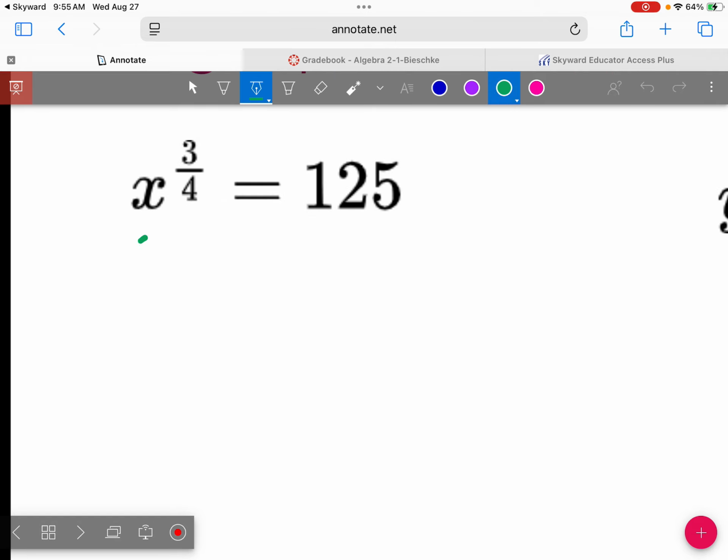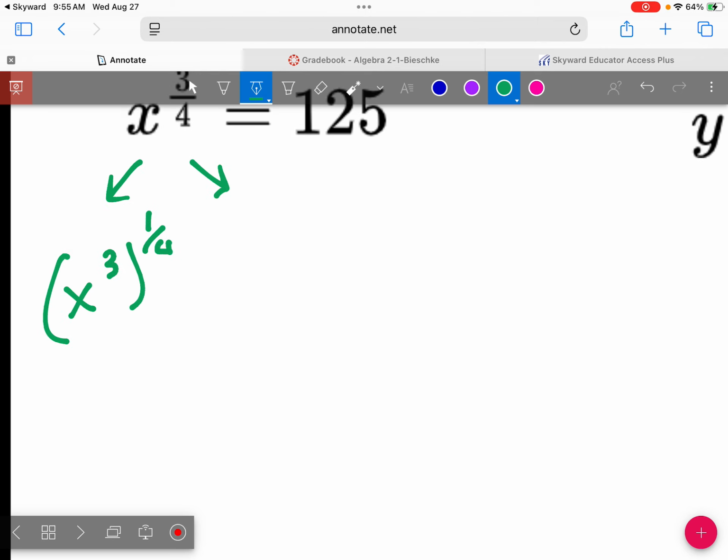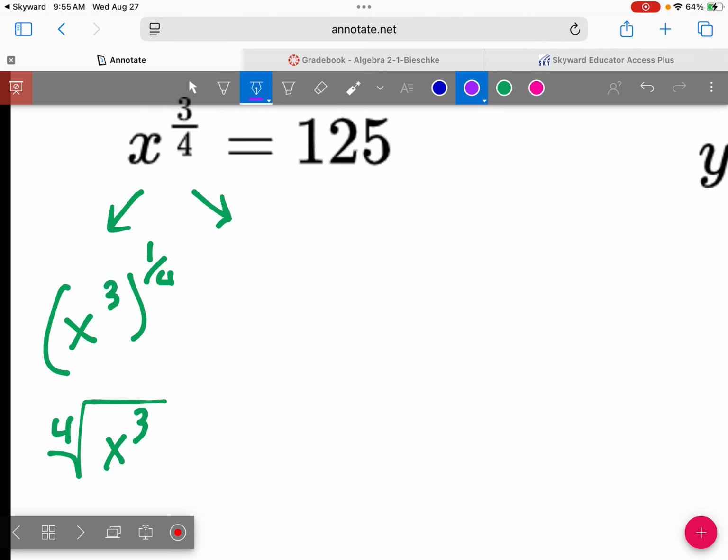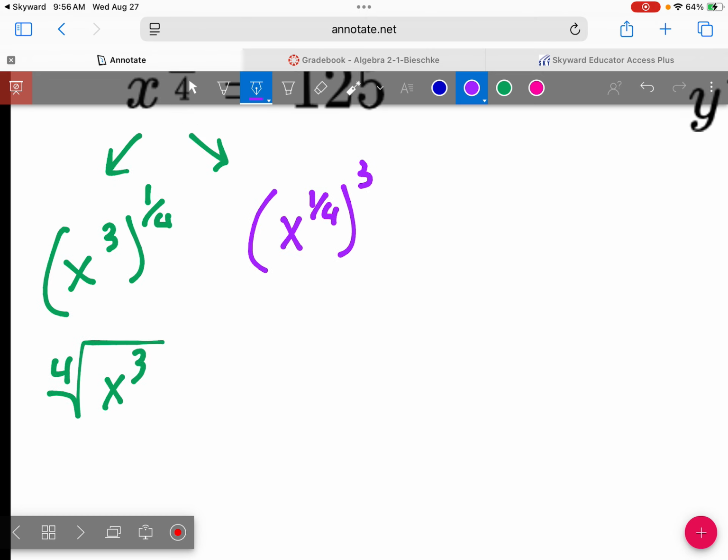So sometimes it helps to write this in a couple of different ways. I could put this as x cubed to the 1/4 power, which would be the fourth root of x cubed. That is absolutely valid and the same as x to the third over 4. Or I could write this as our x to the 1/4 that we would then cube. And there's going to be times when one of these is going to be easier to work with than the other. So these, the green piece and the purple piece, mean the same thing. They would all simplify down to be the same pieces.